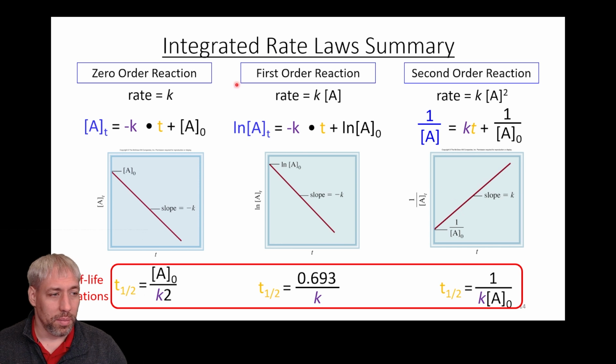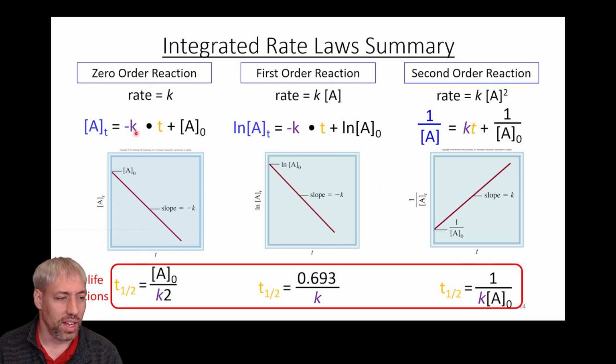All right, so there's our summary. We have zero order reactions, we have first order reactions, we have second order reactions, we have the concentration time equations, which is these three guys. We have straight line graphs. Remember, it'll only be a straight line on one of these, or maybe none of them.